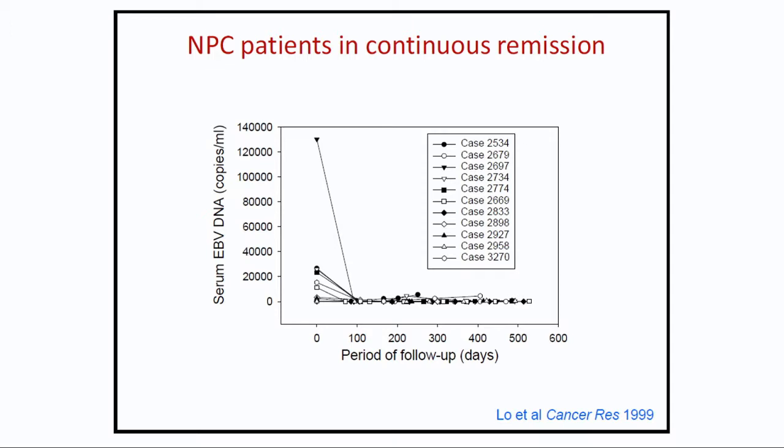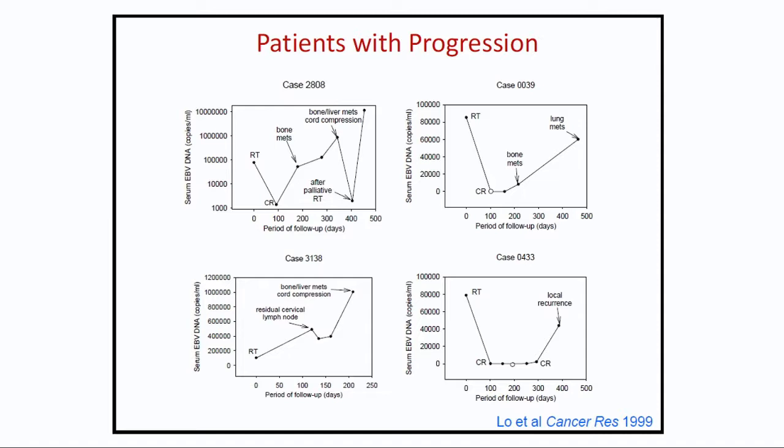You can see that for patients who after radiotherapy do well, the EBV DNA levels will stay low all the time. As opposed to patients who later on develop metastases or complications, the EBV DNA level would start to creep up. So it is a useful marker, not just for diagnosis, but also for monitoring.